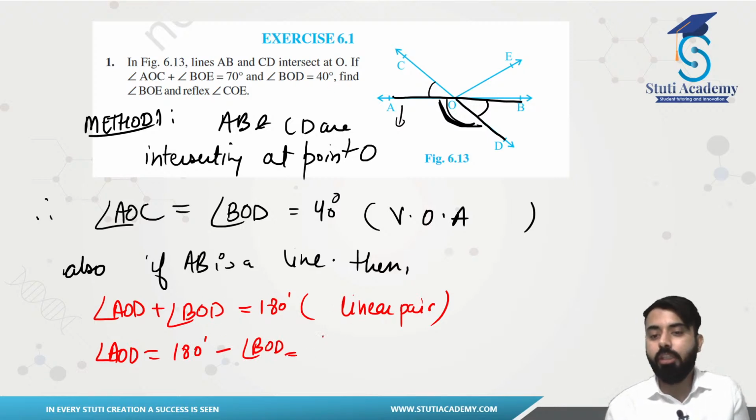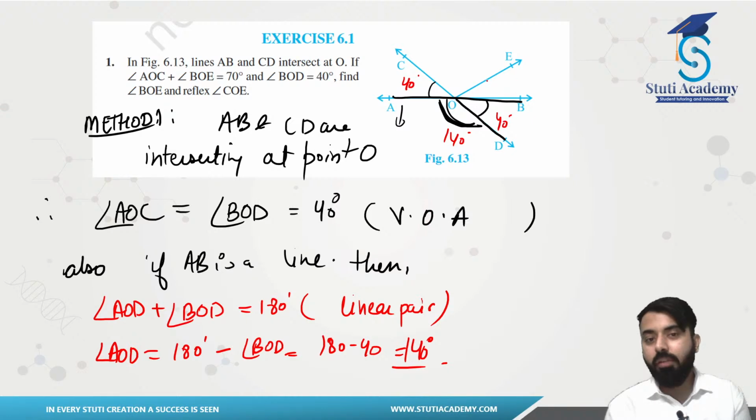It is actually 40. So 180 minus 40, that will be 140 degrees. So I know this angle is 140. I know this angle is 40 because of vertically opposite angles. I know this angle is 40 itself. So if I somehow find this angle, then if I add all of these four angles, I will be getting the reflex COE. Now you get the point why I'm doing it like this.